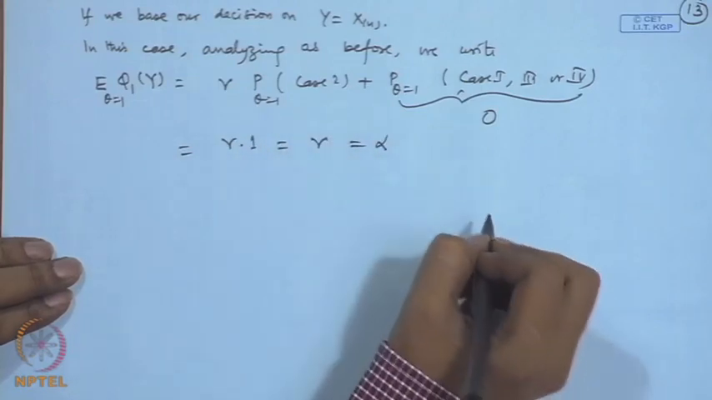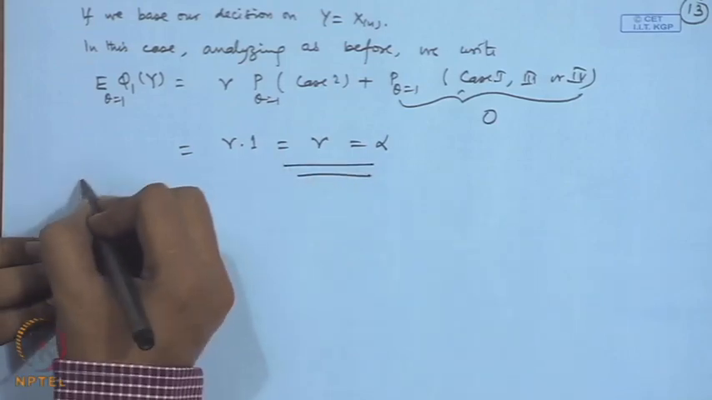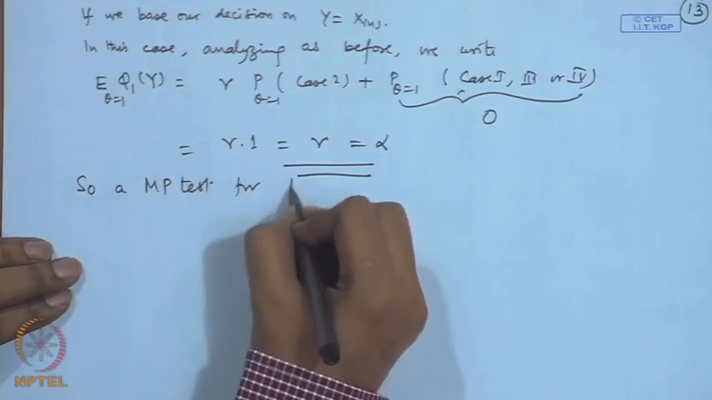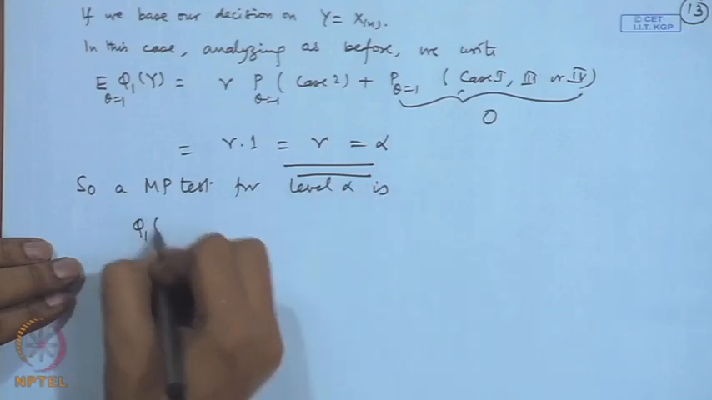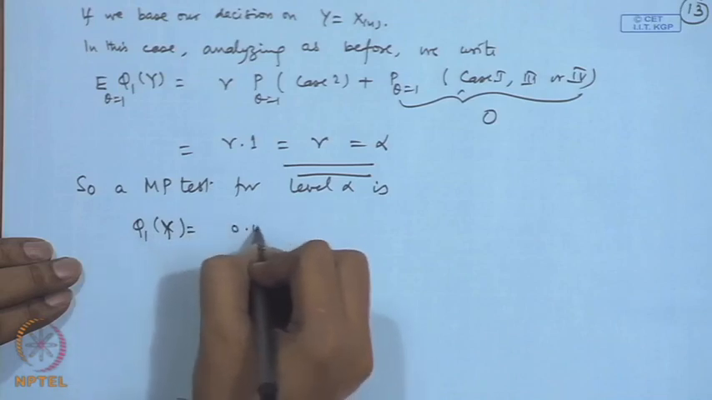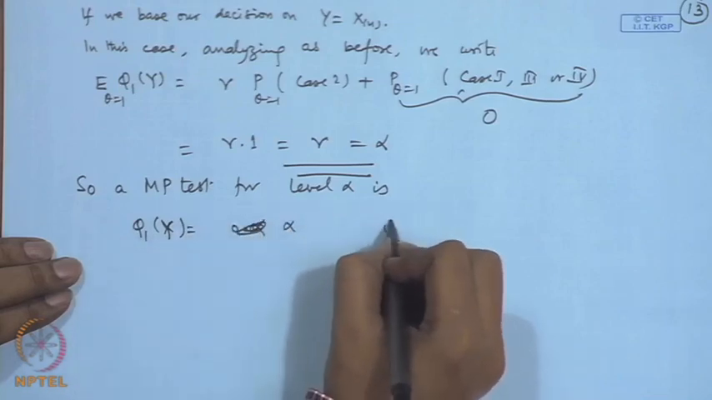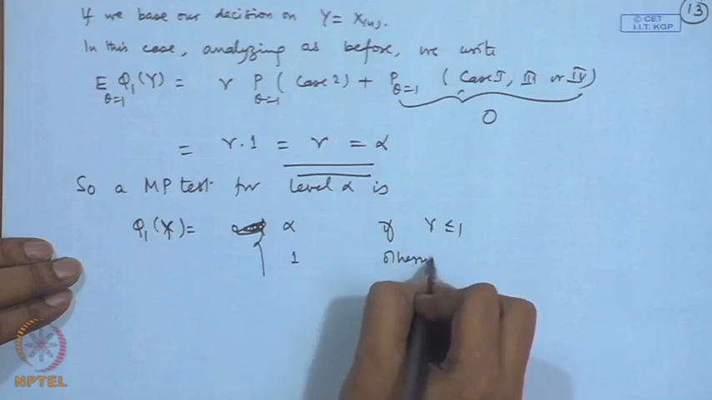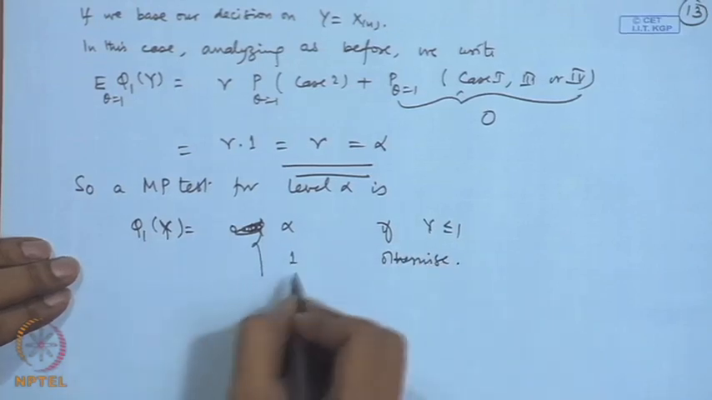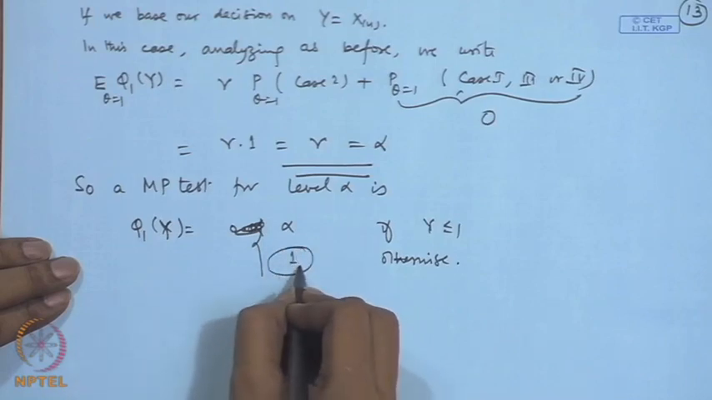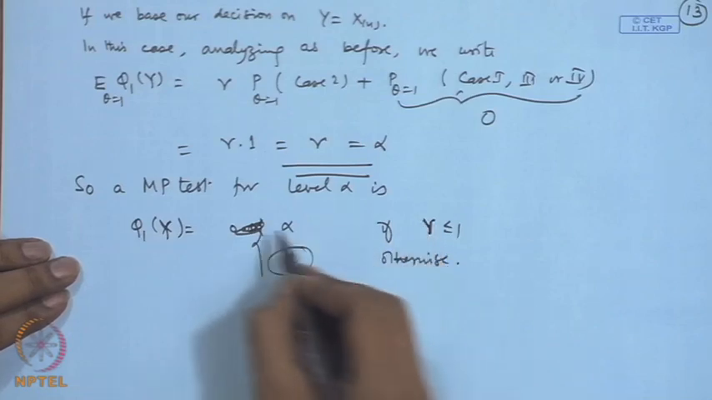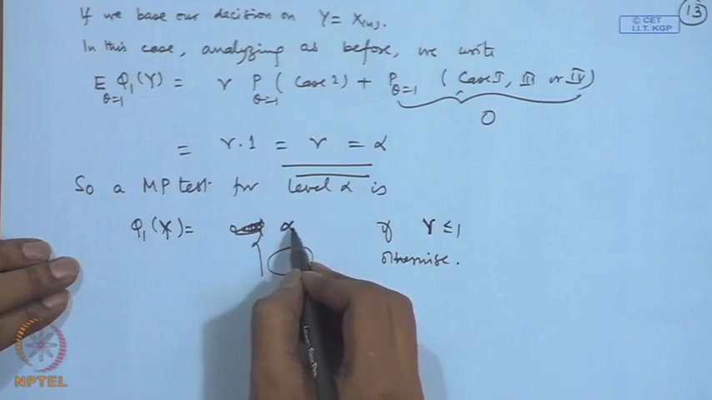So, we should choose gamma is equal to alpha. So, a most powerful test for level alpha is phi 1 y is equal to alpha, that is 0.05, if y is less than or equal to 1, and it is equal to 1 otherwise. That means we are saying reject all the time except for the case when y is less than or equal to 1. If y is less than or equal to 1, then you are rejecting with probability 0.05 and otherwise you are accepting.